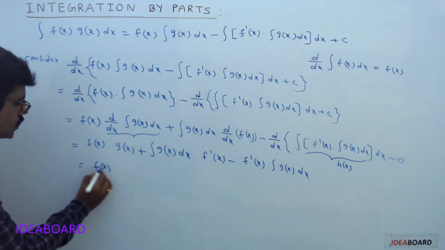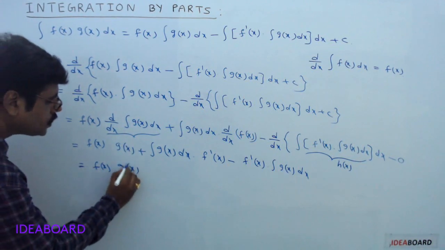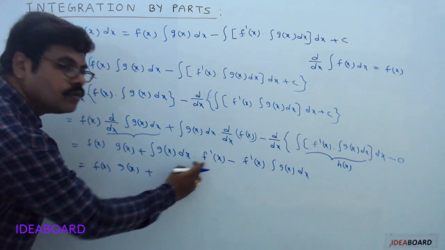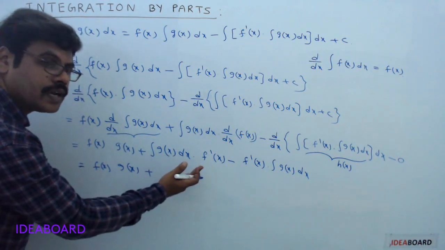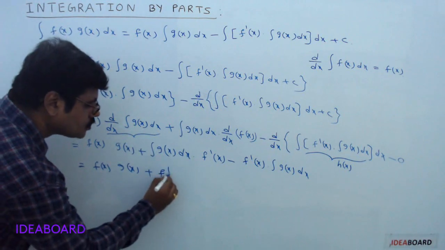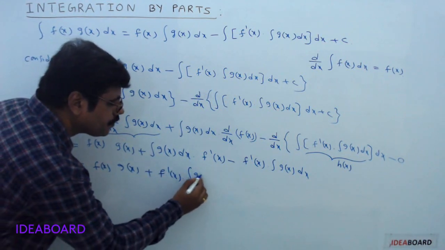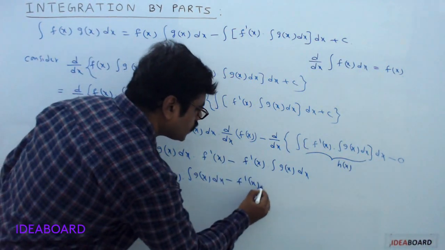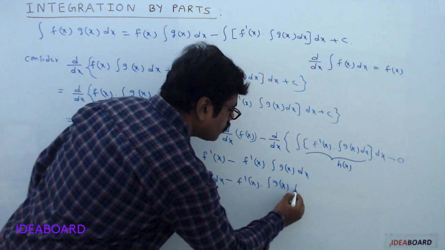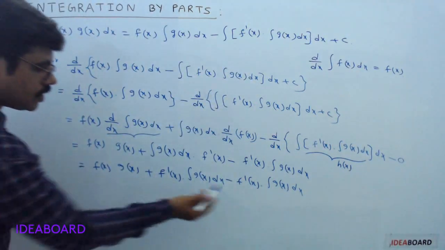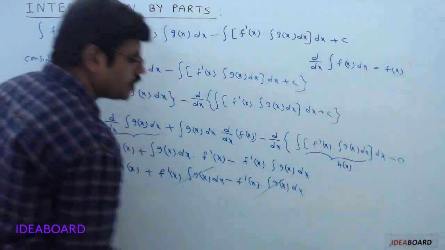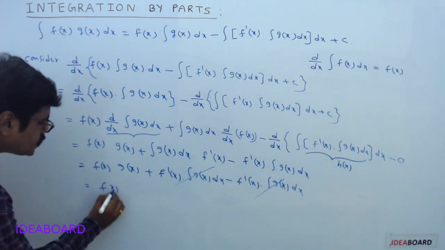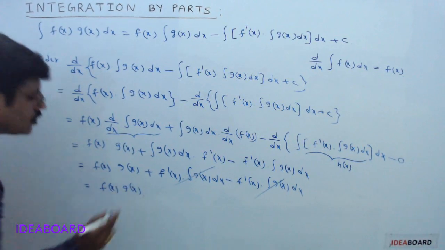This is f of x into g of x plus this term, which is of the form a into b. A into b can also be taken as b into a. So it is f dash of x into integral g of x dx minus f dash of x into integral g of x dx. Now clearly these two terms are cancelled. Now this equals f of x into g of x.